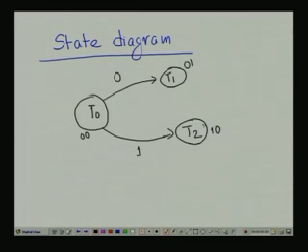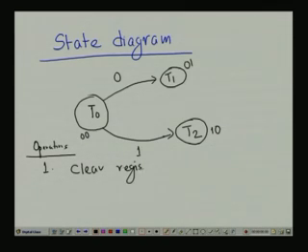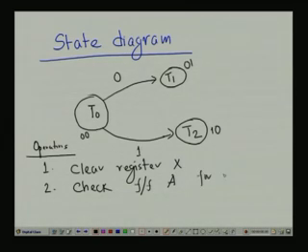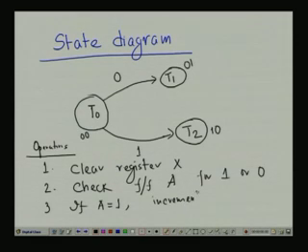And the operations to be performed during the state T0, there will be 3 operations. One will be clear register X, then check the flip flop A for 1 or 0. If 1, that means if A equal to 1, increment X by 1.